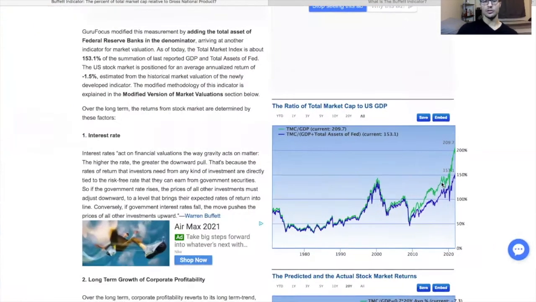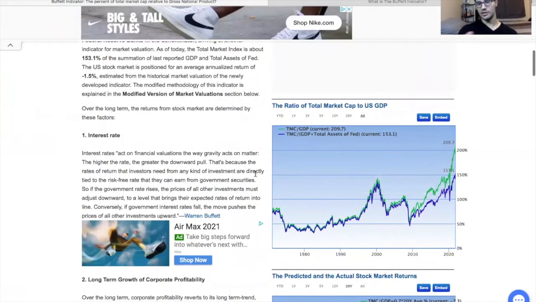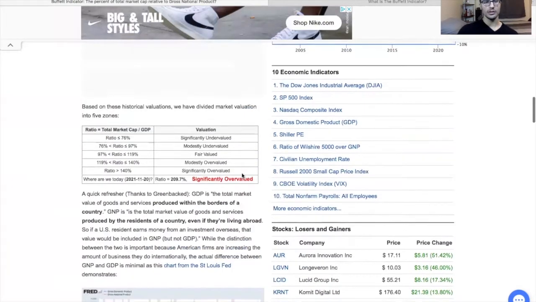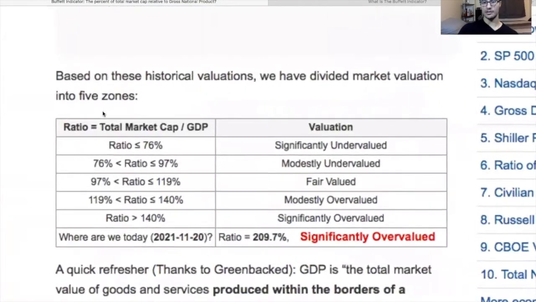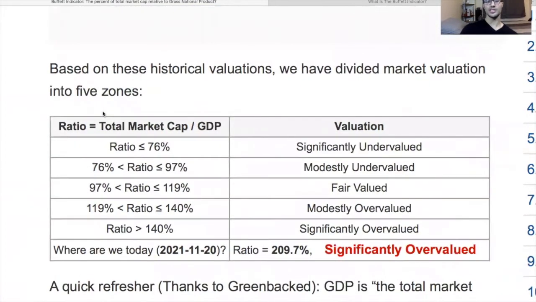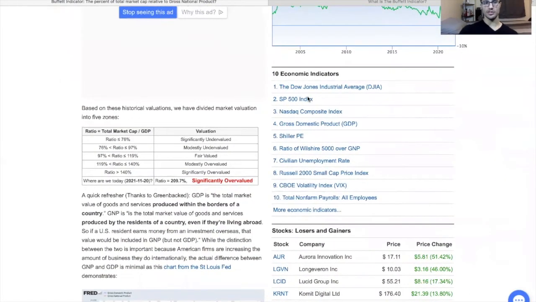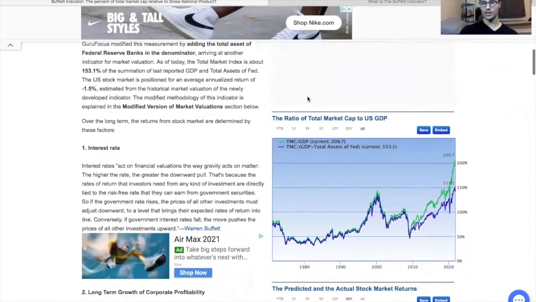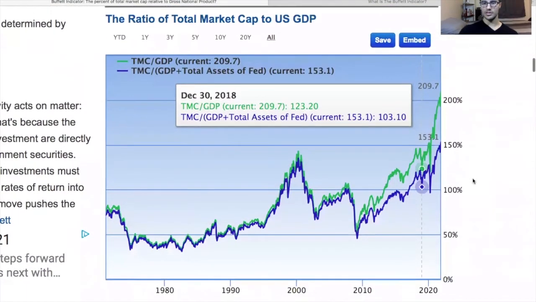Now, if you take a look over here, and just to give us perspective of these figures, because it's like, well, so what? What are these figures? What do they really translate to? Well, when we go down here, we can look historically at what these figures kind of represent. So a ratio of under 76% is considered significantly undervalued. Between 76 and 97% is modestly undervalued. So let's check out some of these figures here and see when they were at these levels.